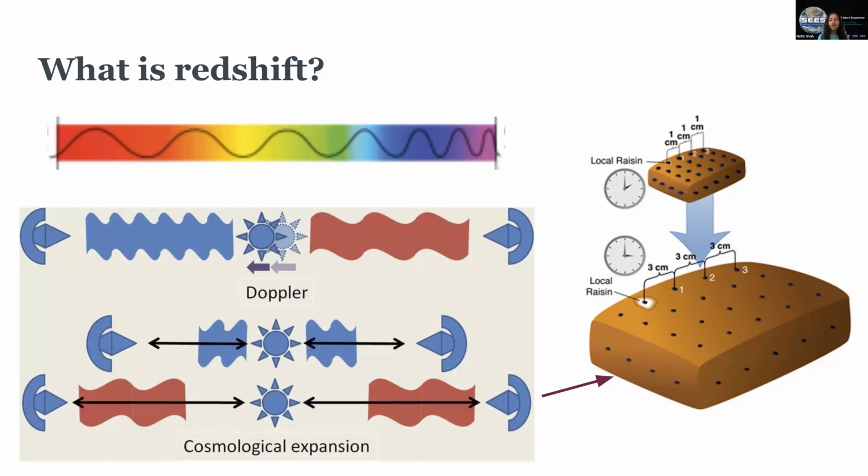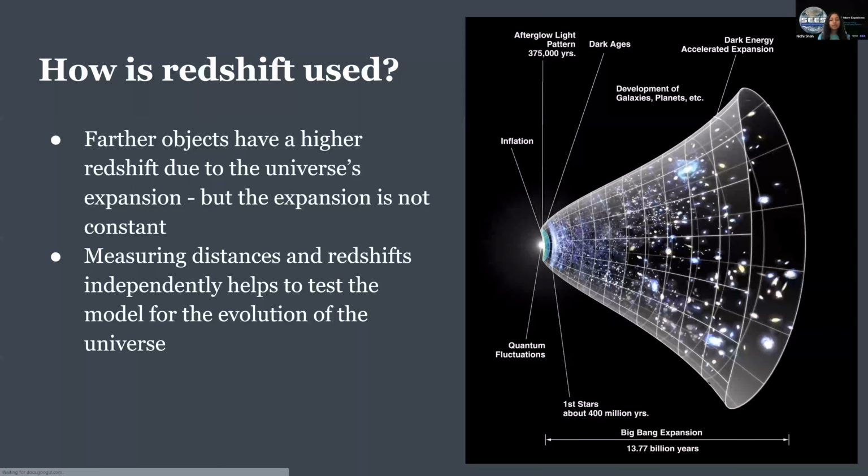Specifically, raisins that started out closer together moved smaller distances away from each other compared to those that started out further apart. This holds true for any raisin and means that the further a raisin, the faster it's moving away. Using this rule of cosmological redshift, almost all objects in the universe can be seen to be moving away from us, and the further these objects are, the faster they're moving away.